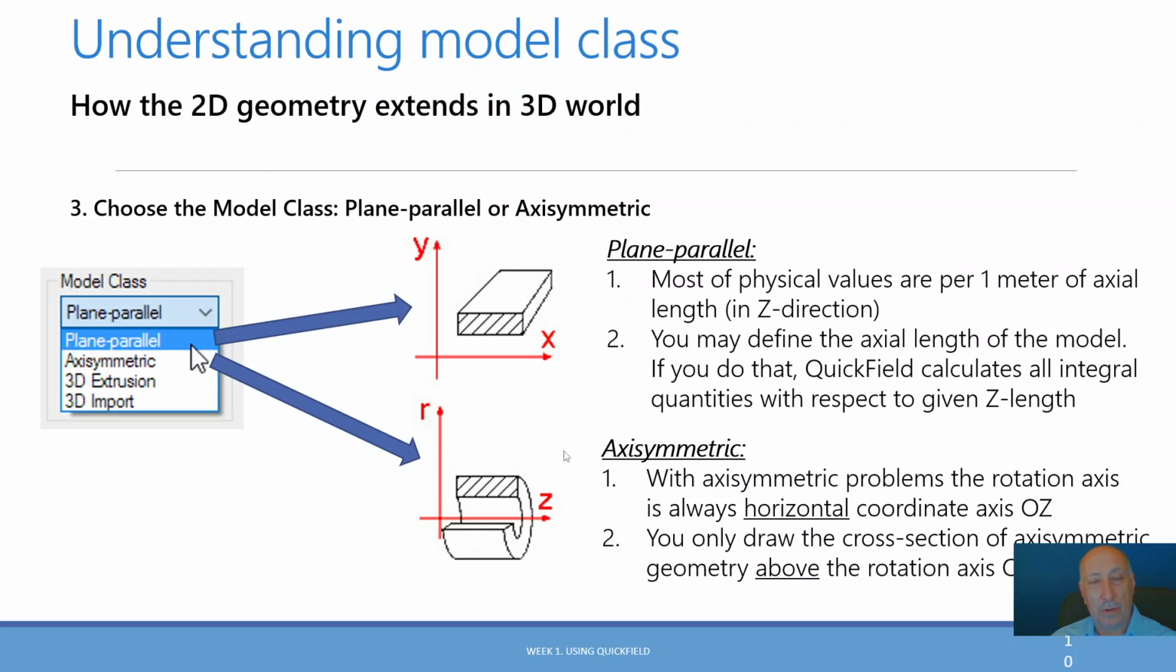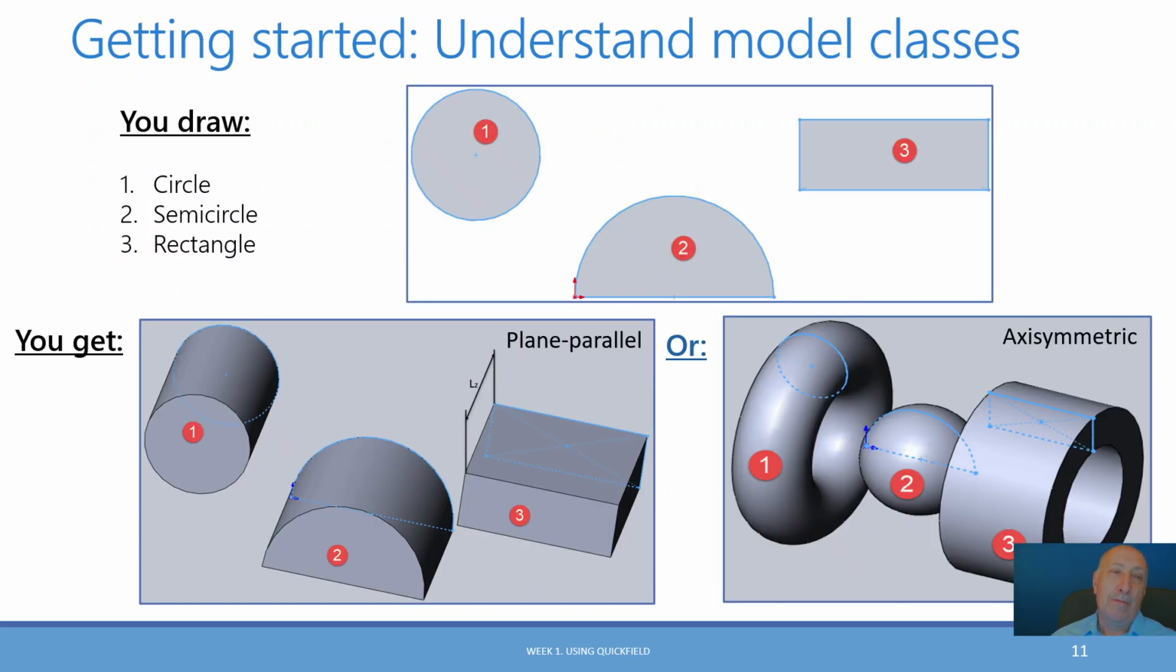Let me show a few more examples. For example, you draw in your modeling plane three figures, three shapes. First is a circle, second is a semicircle, and this diameter has zero coordinates. It is the coordinate axis. Well, and this is some rectangle.